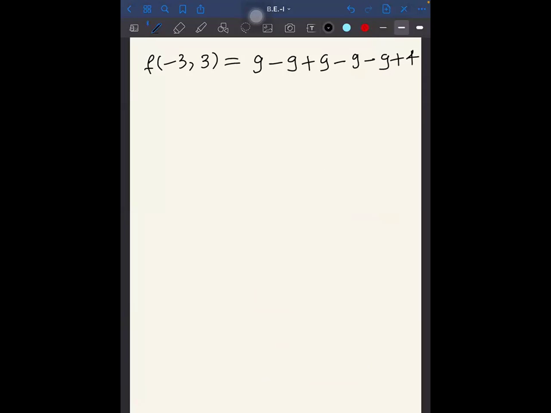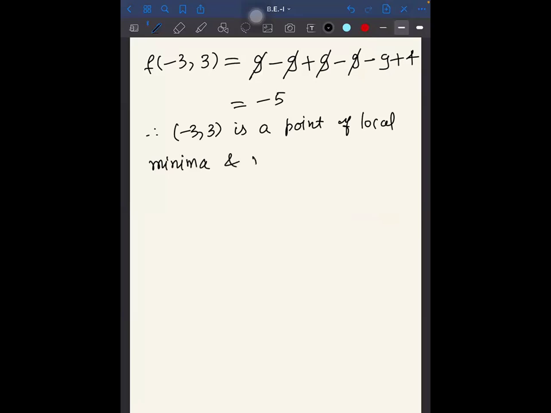Okay. So this will get cancelled and you are only left with minus 5. So therefore we say that minus 3 is a point of local minima and the minimum value is minus 5. Is it okay?